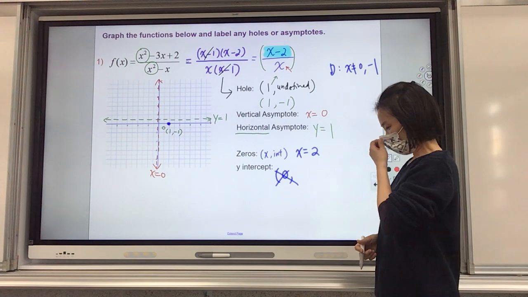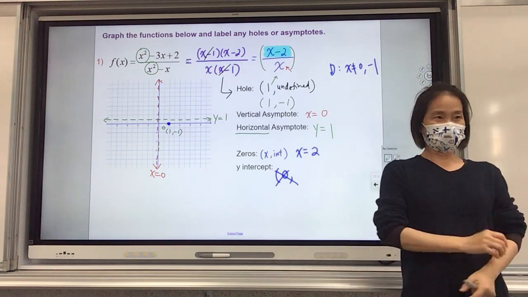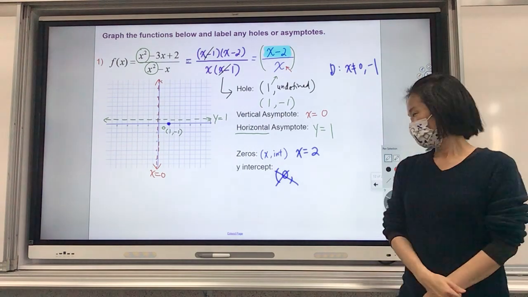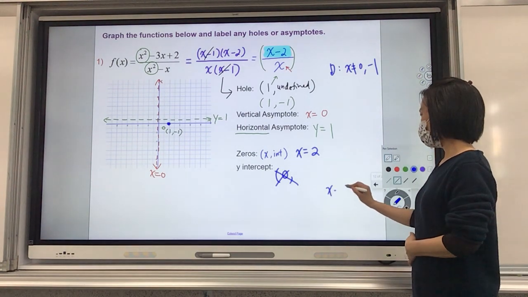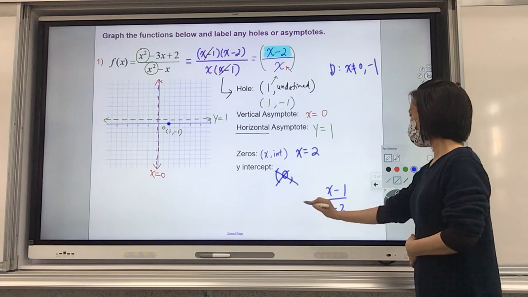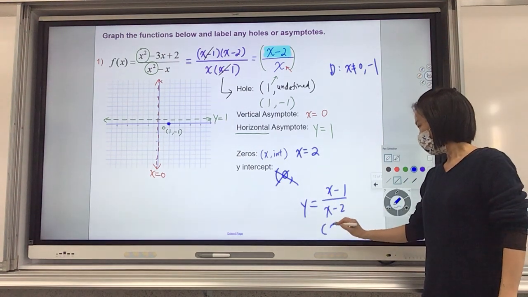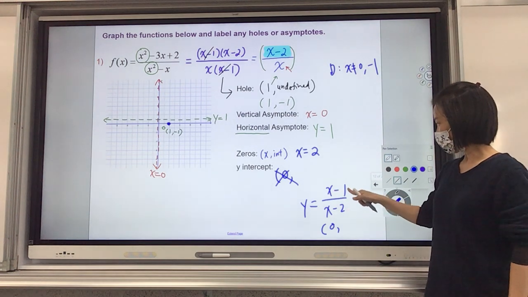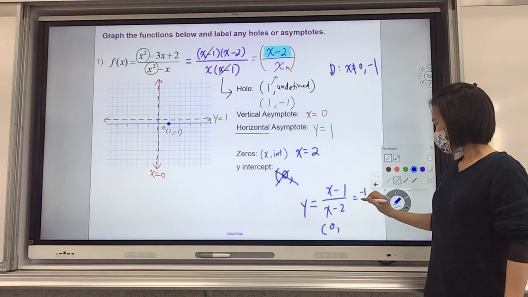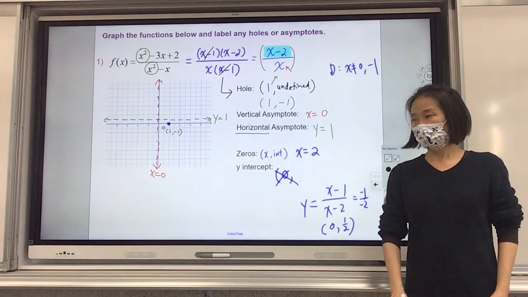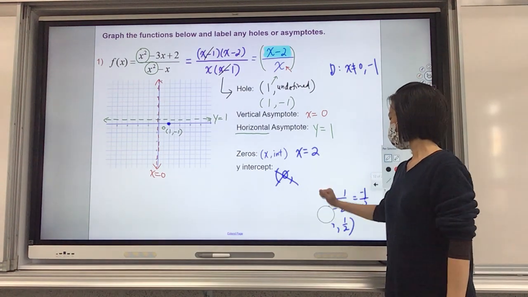If the vertical asymptote was like x equals to 2, what would the y-intercept be? Because it'll still be undefined, right? If this is my function, x minus 1 over x minus 2, then this will be 0. 0 minus 1 is -1. 0 minus 2 is -2. No, like what if it's just over x?